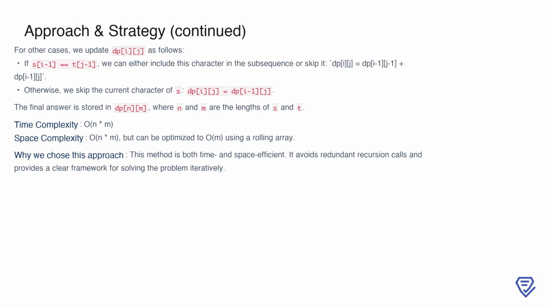For other cases, if the current characters of S and T match, we have two options: include the character, which adds the result from DP[i-1][j-1], or skip it, which adds DP[i-1][j]. This is captured by the formula DP[i][j] equals DP[i-1][j-1] plus DP[i-1][j]. If the characters don't match, we can only skip the current character of S, so DP[i][j] equals DP[i-1][j]. The final result is stored in DP[n][m], where n and m are the lengths of S and T. This method is efficient and avoids redundant recursion.